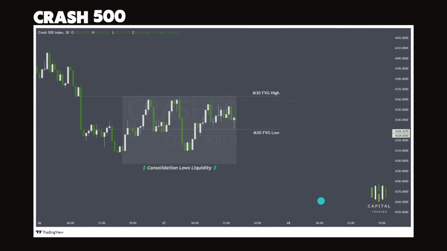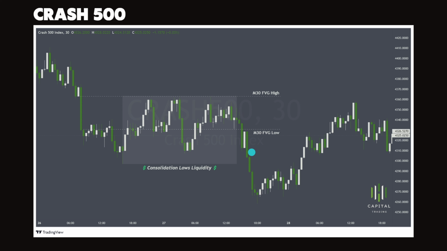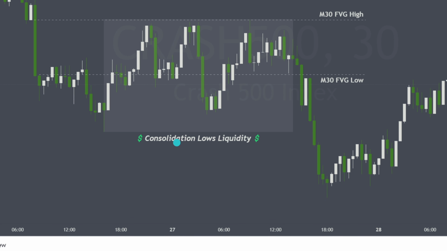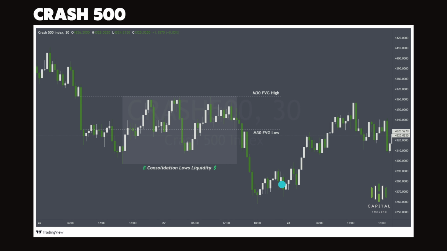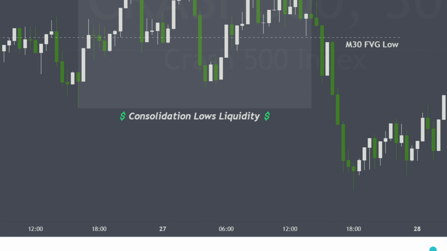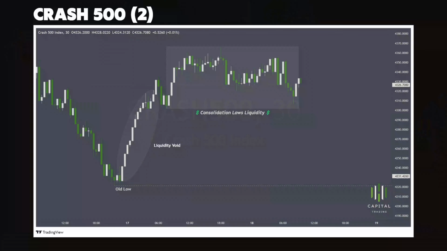So price then dropped, and dropping, they reached into our liquidity down here. That's what happened here. We don't care about the rest of the price action, but what we wanted to see was whether it was going to reach into these lows.